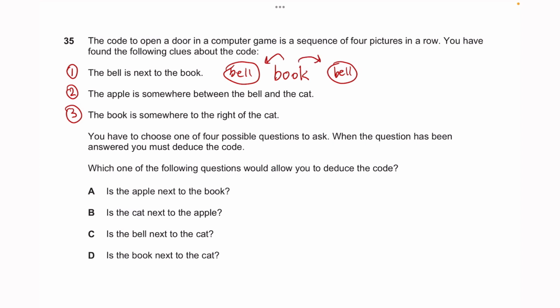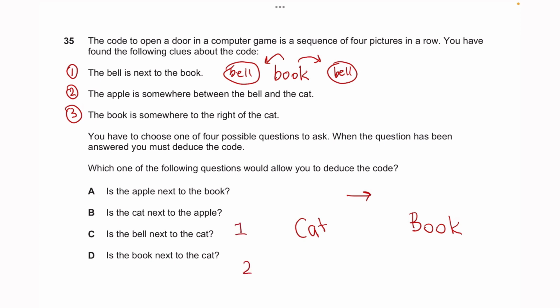Now, clue number 2 says that the apple is somewhere between the bell and the cat, and clue 3 says the book is somewhere to the right of the cat. What we can start off with is clue number 3, because there's a direction given to us to help us solve this question, okay? We can see that the book is somewhere to the right of the cat. So, if the cat is here, the book is somewhere to the right. Right is on this side, so we can write the book over here. So this is what we've been given. Now we need to include the rest of this information. What we know is that the bell is next to the book, but we don't know where. So we can actually have 2 options. We've got option 1 and option 2.